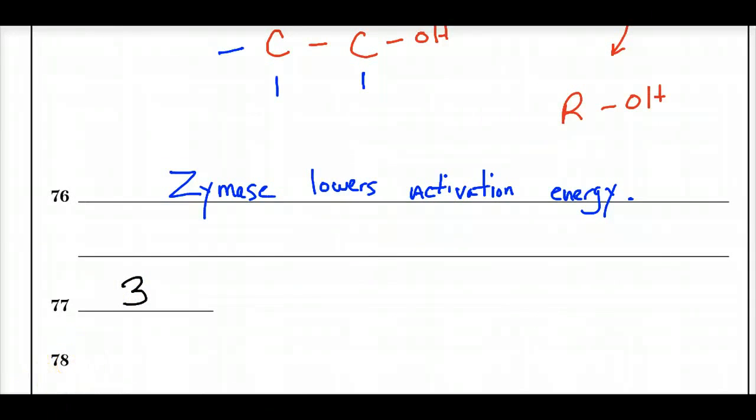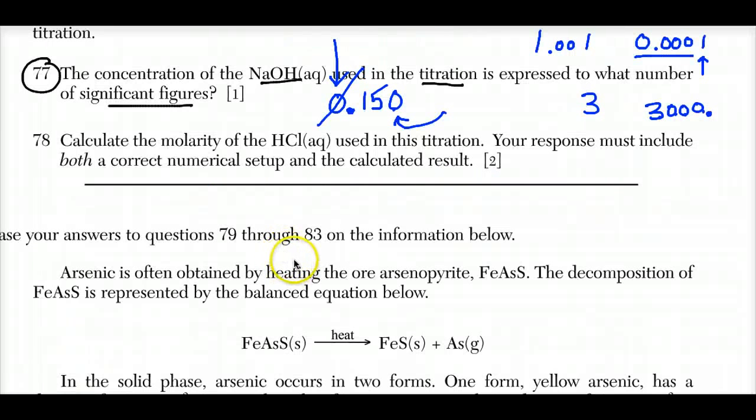Number 78 states, calculate the molarity of the HCl used in this titration. Your response must include both, and be very careful, you see that, a numerical setup. So they want the work.